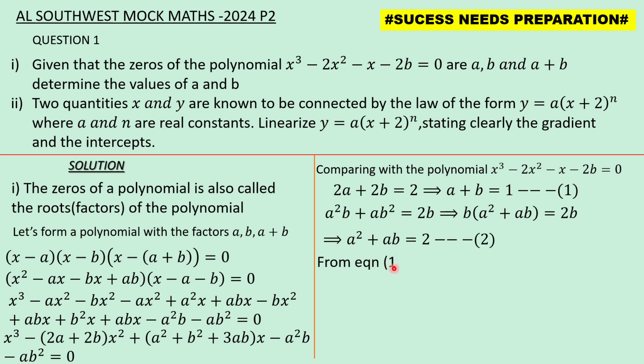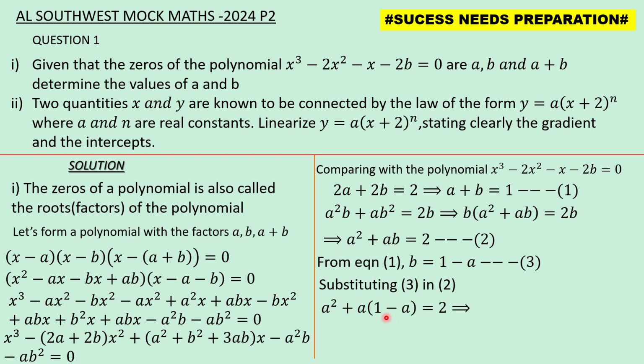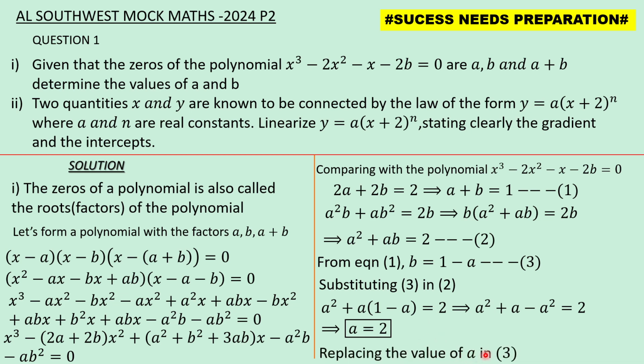From equation 1, we see that b is equal to 1 minus a. I call this equation 3, and then I substitute equation 3 in equation 2. I will get here a squared plus a into what? 1 minus a, because b is 1 minus a, don't forget, is equal to 2, which implies that a squared plus a minus a squared is equal to 2. A squared minus a squared is 0. Then we'll be left with a equals 2. Then from there, I replace the value of a in equation 3, so that will be easier for me. We imply that b is equal to negative 1, because 1 minus 2 is negative 1. So that's all for the first part of the question.